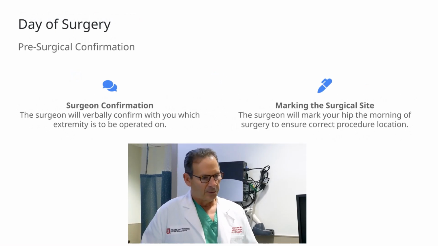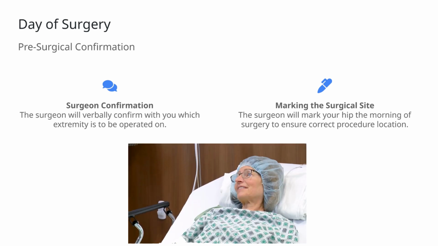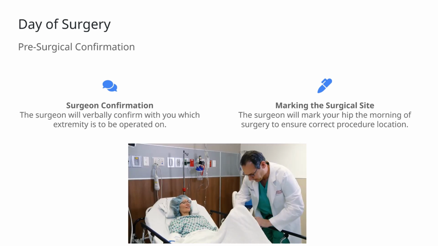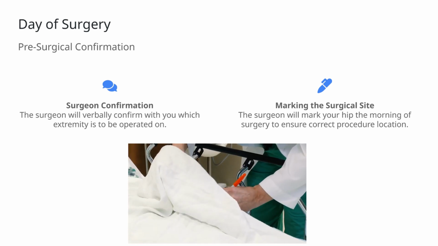On the day of your surgery, it is essential to ensure that all pre-surgical confirmations are correctly carried out. Your surgeon will meet with you to verbally confirm which extremity is to be operated on. This step is crucial in avoiding any confusion or errors. Additionally, the surgeon will mark the hip that is to be operated on with a visible mark. This marking process is an important safety measure to ensure that the surgery is performed on the correct side. These steps are in place to maximize the accuracy and safety of your procedure.